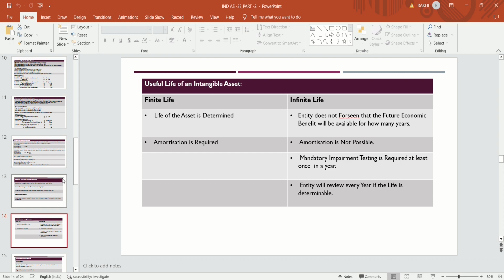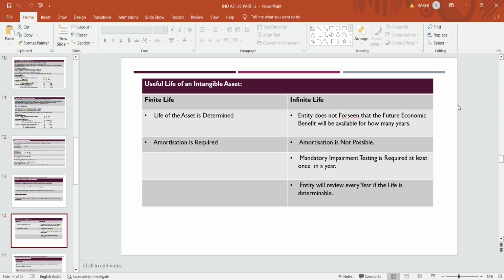So how will they amortize that asset, because the denomination is not there. So it is not possible to amortize that asset. Entity does not foresee for how many years the future economic benefit will be available, because the period is not certain. So amortization is not possible.